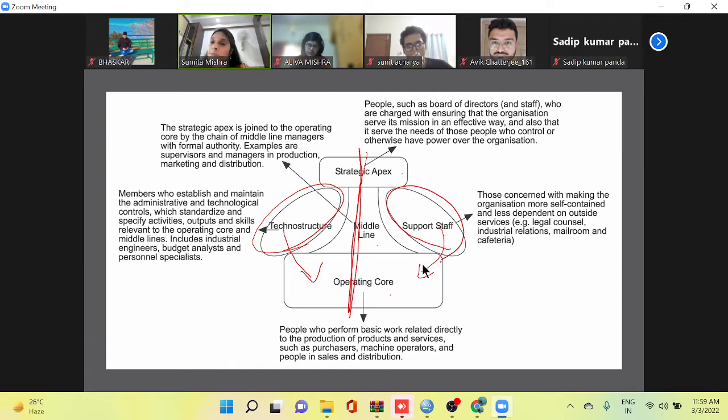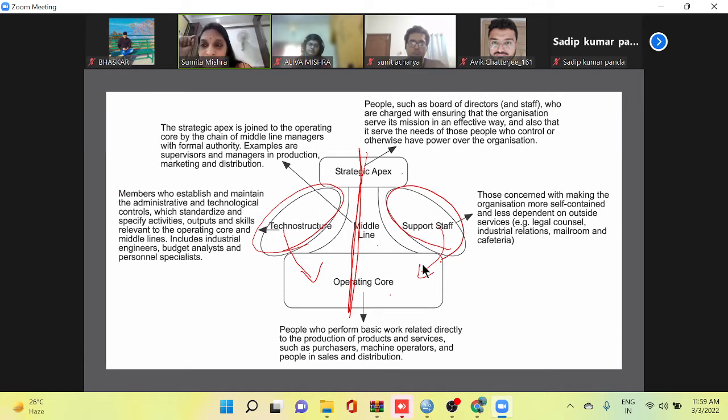But how will you analyze design? You analyze design by using 8 dimensions. What are those 8 dimensions? The first 3 of them are structure: complexity, formalization, and centralization. The remaining 5 are these 5: strategic apex, middle line, operating core, techno structure, and support.